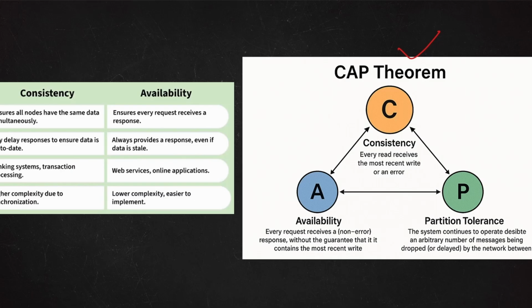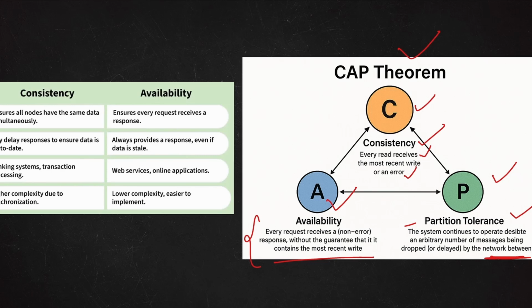If you want to know more, you can see this diagram clearly. We have the CAP theorem. What is this CAP theorem? C is consistency, P is partition tolerance, and A is availability. There is always a triangle type of thing between them. You can read more about consistency: every read receives the most recent write or an error. Partition tolerance means the system continues to operate despite an arbitrary number of messages being dropped or delayed by the network between nodes. In availability, every request receives a non-error response, without the guarantee that it contains the most recent write.